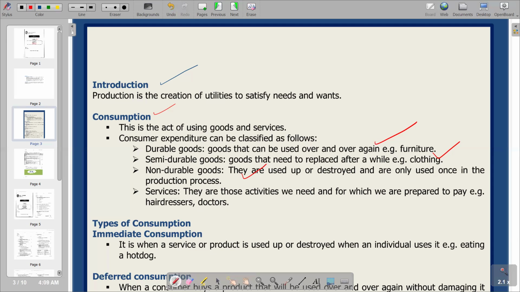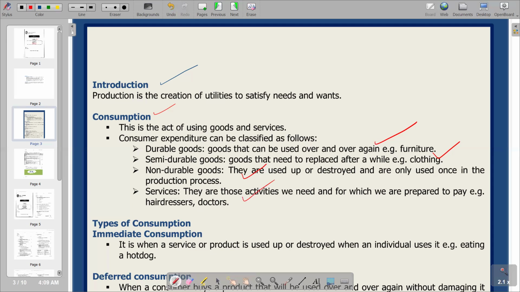So finally, we have got services. They are those activities we need and for which we are prepared to pay. We have a good example of hairdressers, of course. Doctors also are going to offer health services. That is the description that we have in terms of our services.